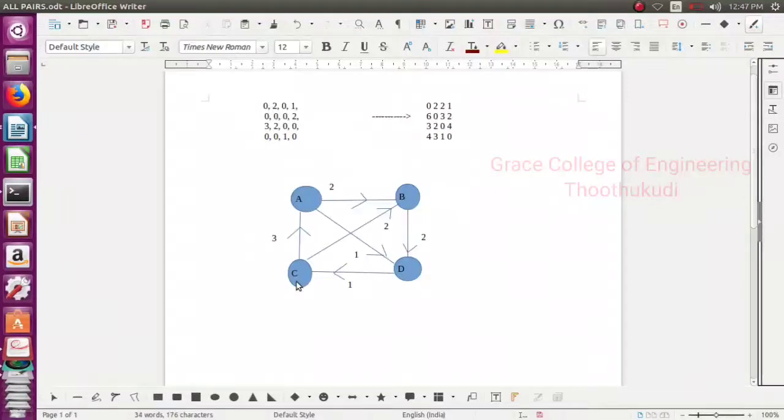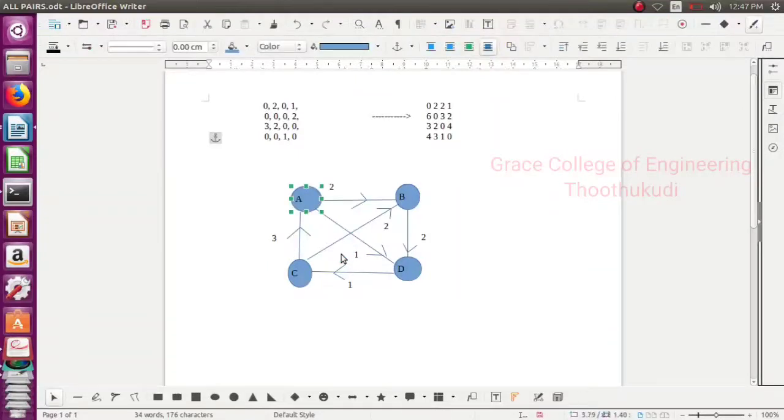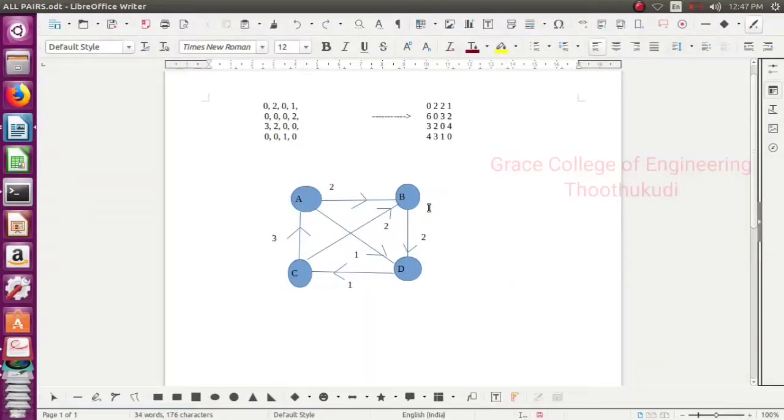For example, if you take A, from A to B the distance is how much, A to C, and A to D, the shortest distance is how much. Likewise, we calculate by using the all pairs shortest path algorithm. In the same way, let us take the node B. From B you have to find the shortest distance: from B to A, from B to C, and from B to D.